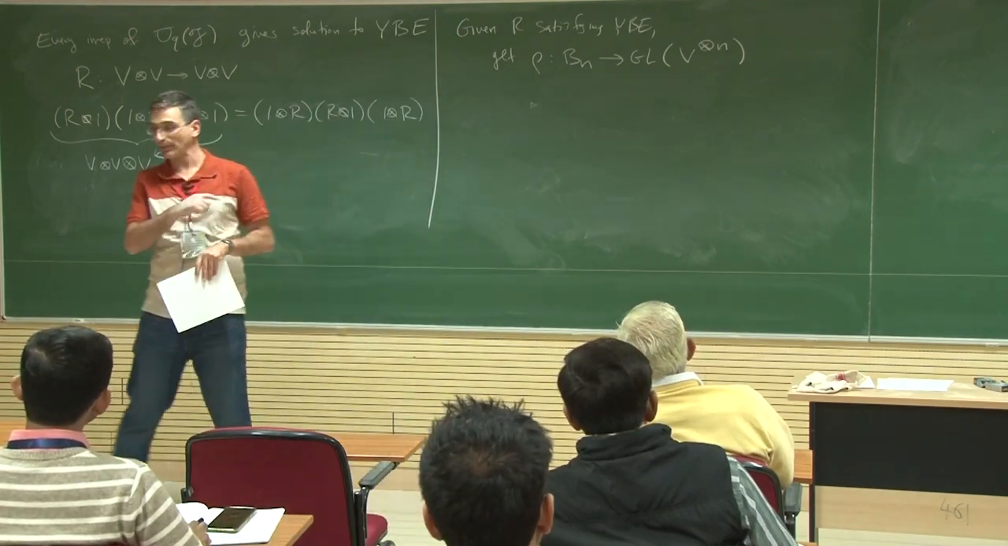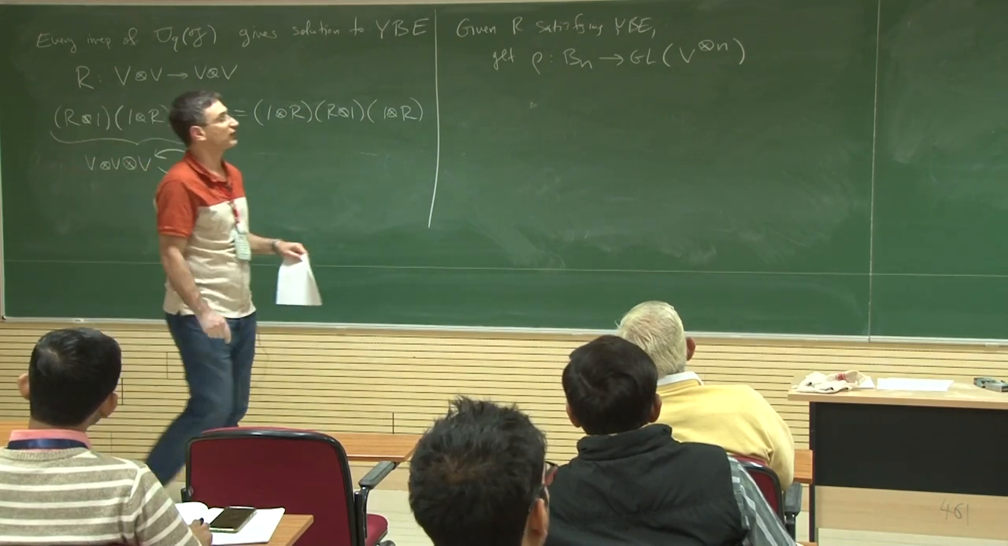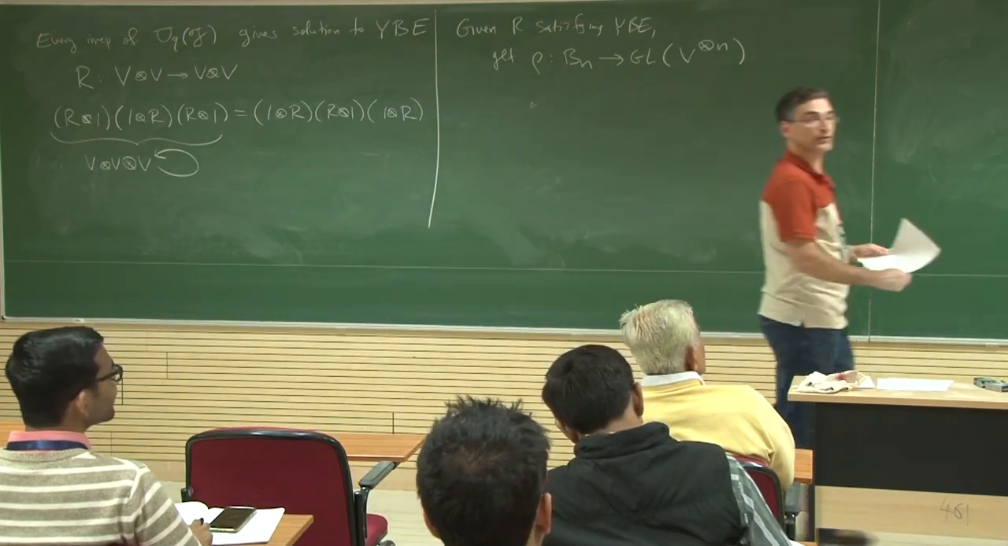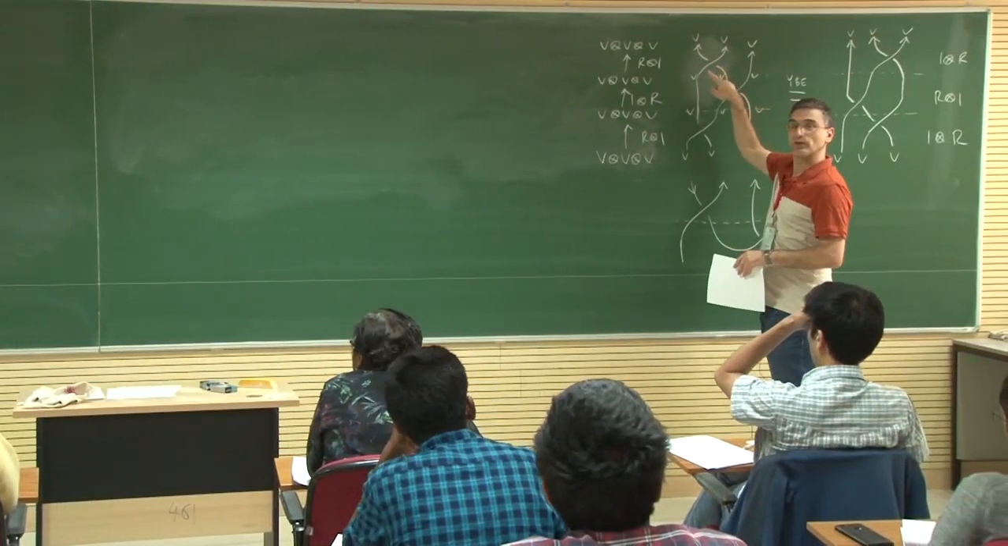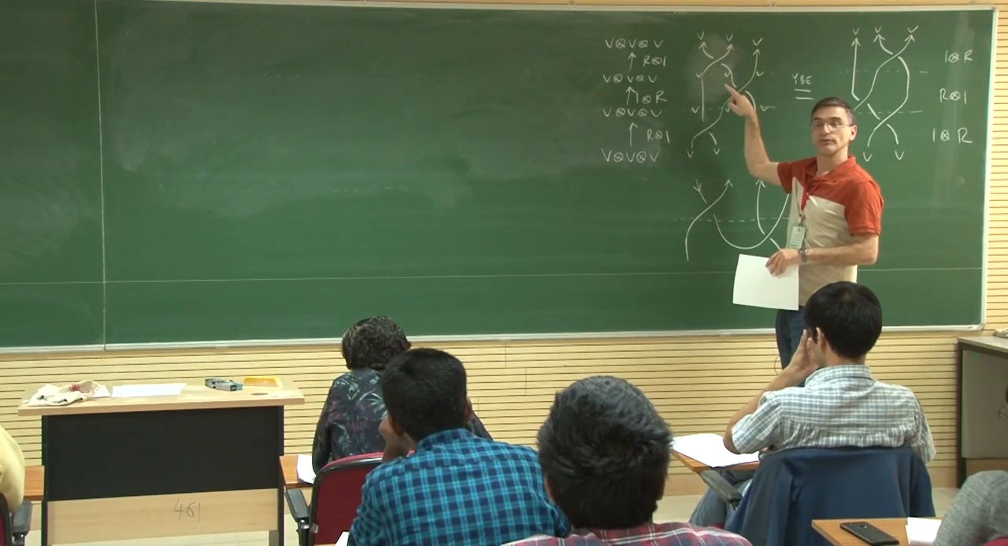Good question. I'll talk about that in a bit. R inverse, exactly. Did everybody hear the question? If we flip the crossing, if we change the crossing, we need an operator R inverse.